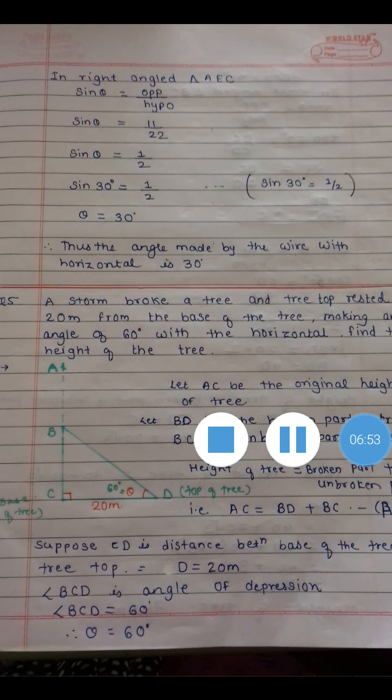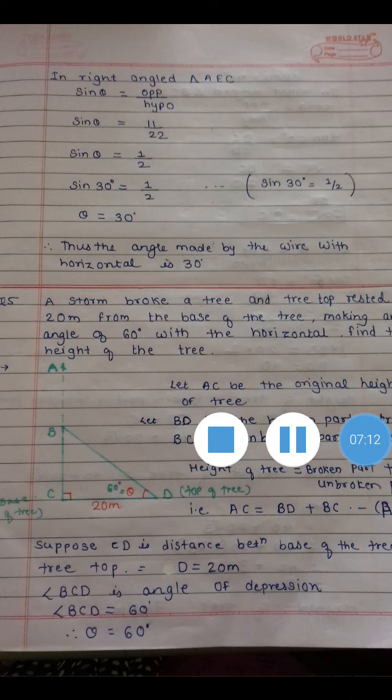So sin theta is what? Opposite upon hypotenuse. So we have to find sin theta. The opposite side is 11, and the hypotenuse measurement is 22. So sin theta is equal to 11 upon 22. So 11 ones are 11, 11 twos are 22. So we are getting 1 upon 2. So sin theta is equal to 1 upon 2.